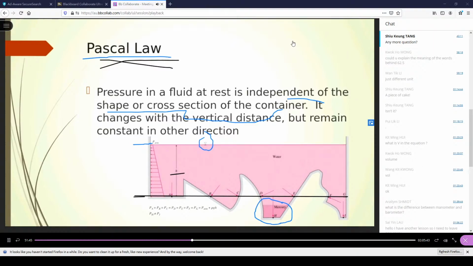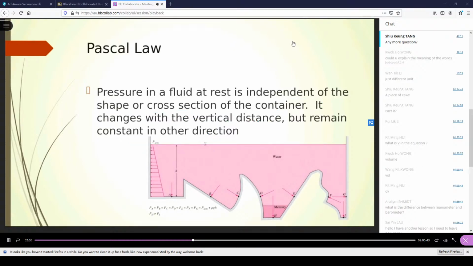Next, you look at mercury. You have a little remark here. Along this line, A, B, C, D, E, F, G, the pressure is the same: atmospheric pressure plus rho g h. Now, the pressure at H, this point, is different. You have mercury here. So pressure at H is higher because mercury has a higher density.